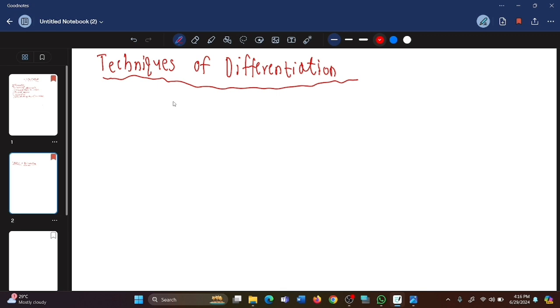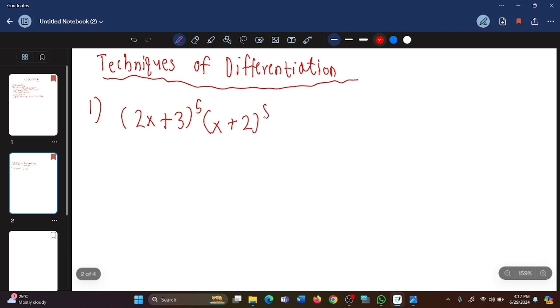So first we have techniques of differentiation. It's not a hard topic because you'll simply be provided with an equation and asked to differentiate it. Let's look at a few problems. First, we have question one. We are given an equation: (2x + 3) to the power 5, times (x + 2) to the power 8. We are told to differentiate this equation. So let's see how we do it.